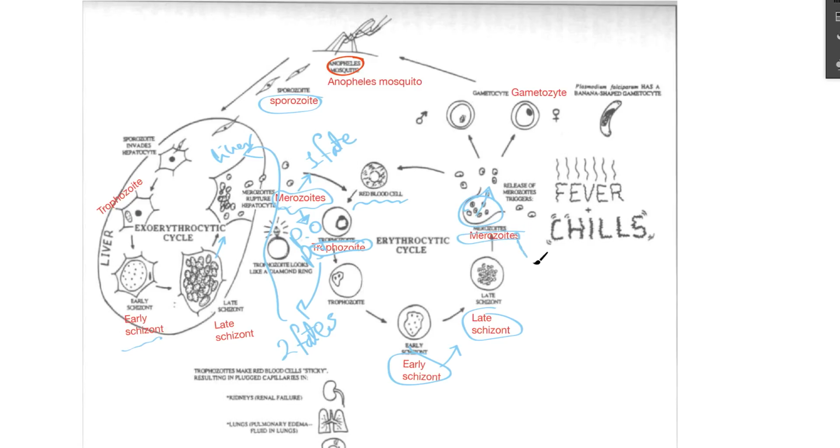The merozoite here also has 2 fates. Either they go to produce the gametocyte, and here is the male and here is the female, or they go to infect another red blood cell and do the erythrocytic cycle again.